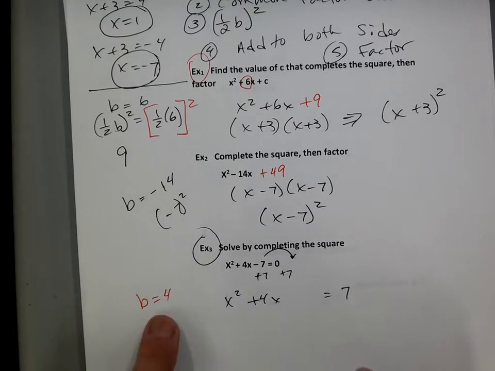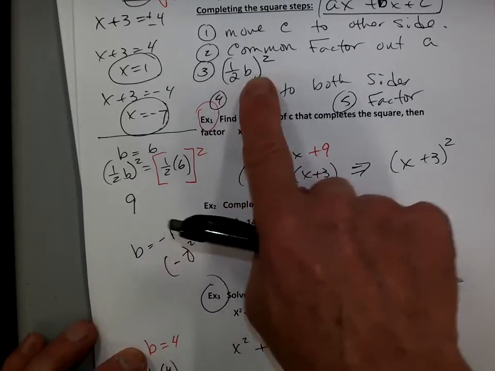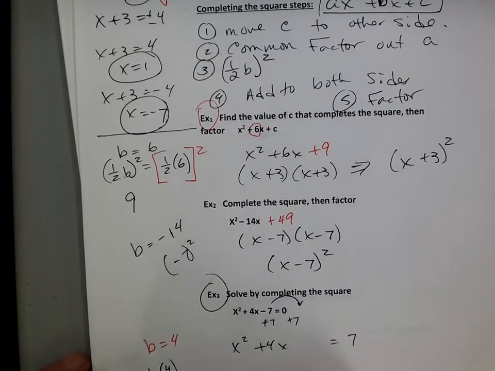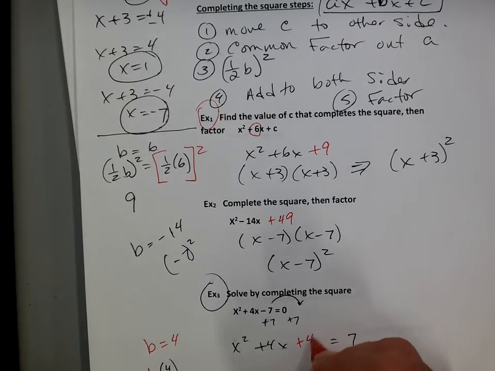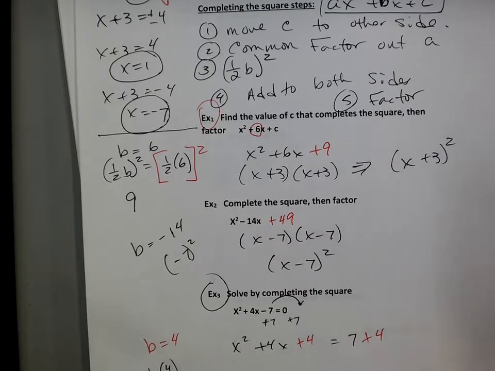I'm going to take half of that. Take half of my 4, and I get 2. Okay, I'm going to take half of it and square it. I'm going to square it, and I get 4. So now I'm going to add 4 to both sides. Okay? Add 4, add 4. So then, what do I have?